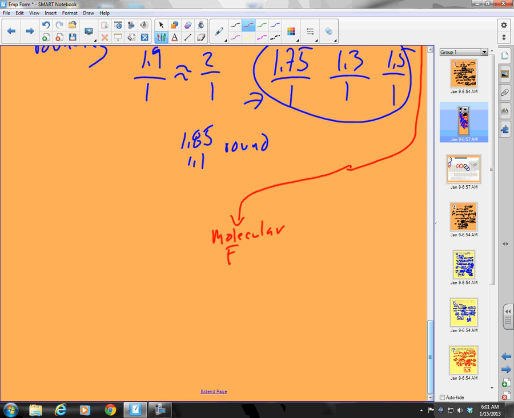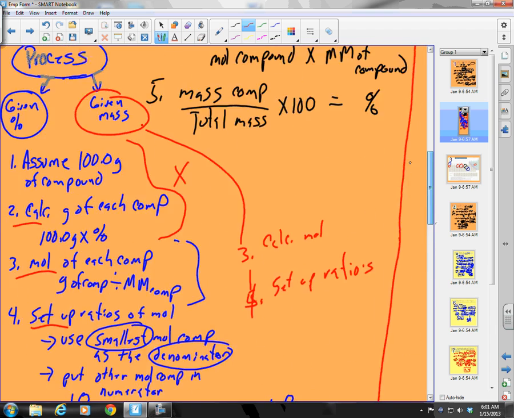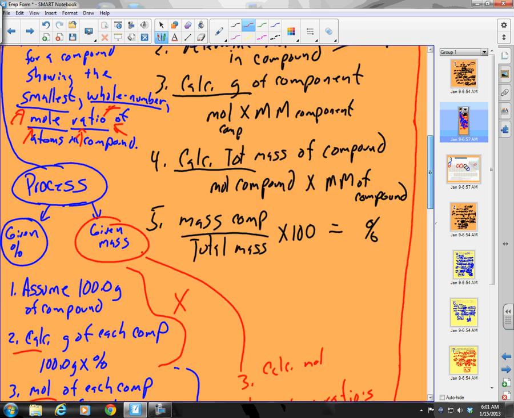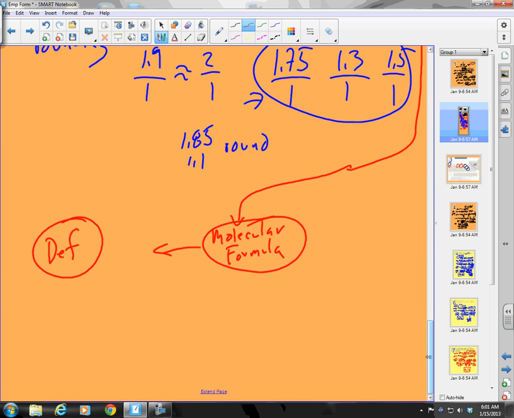Molecular formula. We want to talk about how you do calculations with molecular formula. And the first thing we want to do is define it, right? What's the definition of a molecular formula? Remember, the empirical formula, let's go up here, what's the empirical formula? Smallest whole number mole ratio. It's the smallest whole number mole ratio. Now, my molecular formula is the formula for the actual compound.